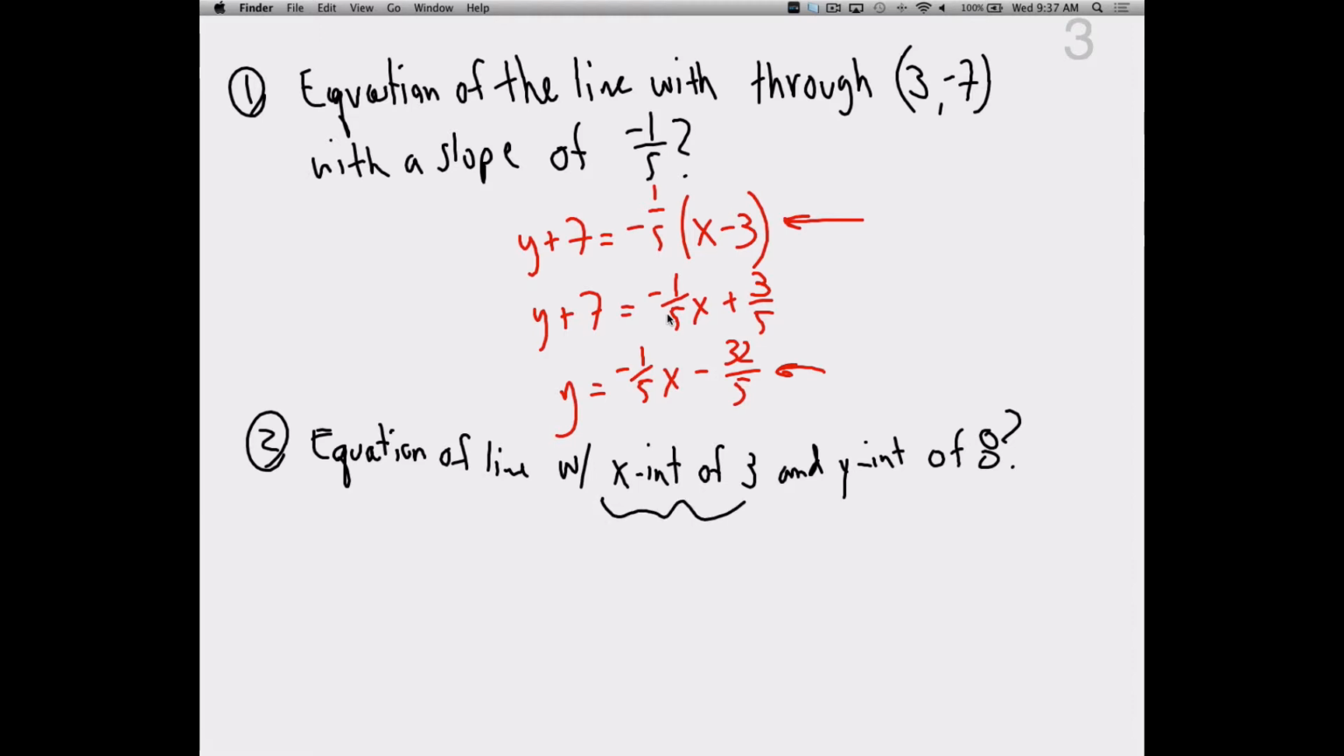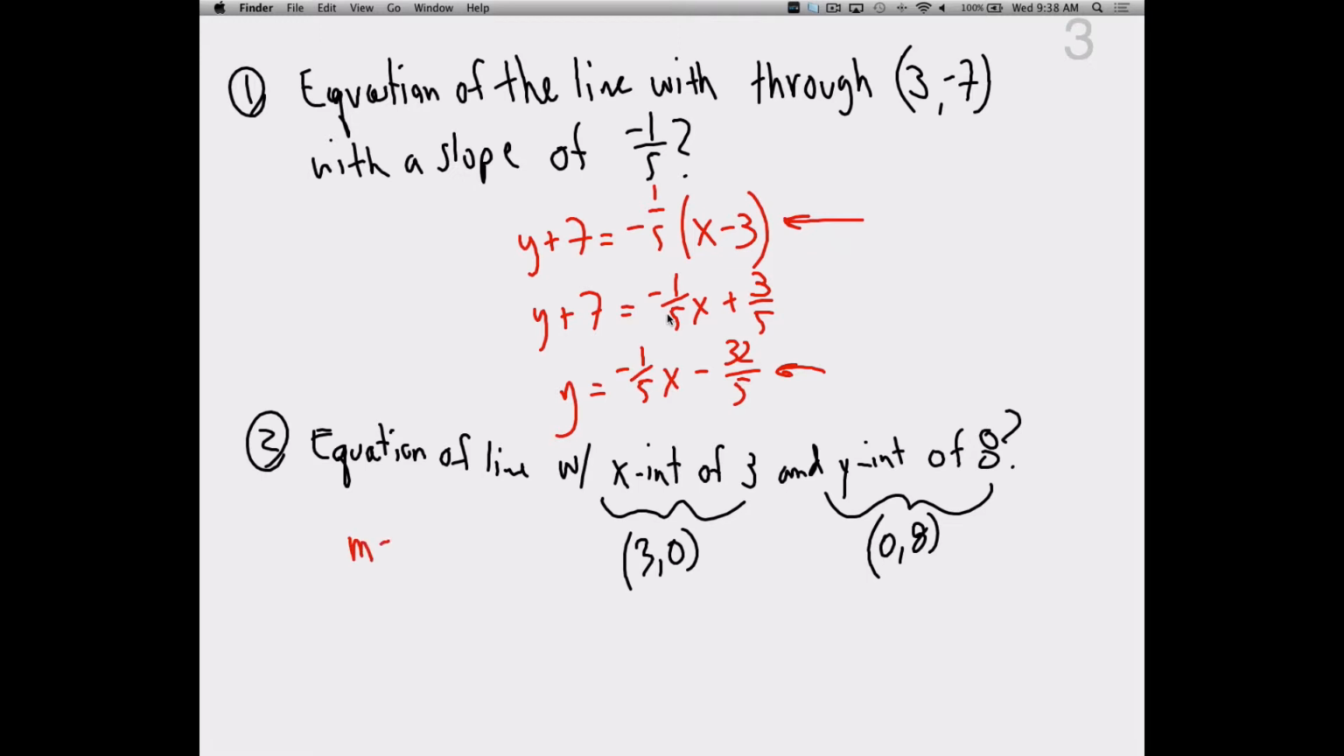Joe? As a point, it would be 3, 0. Perfect. Everybody see that? Where it crosses the x-axis at 3 would mean that that's the point 3, 0. What does this chunk of information tell us? 0, 8. Now we have 2 points. Now the whole world is opened up for you. First of all, we need to calculate a slope. Okay, so let's do that.